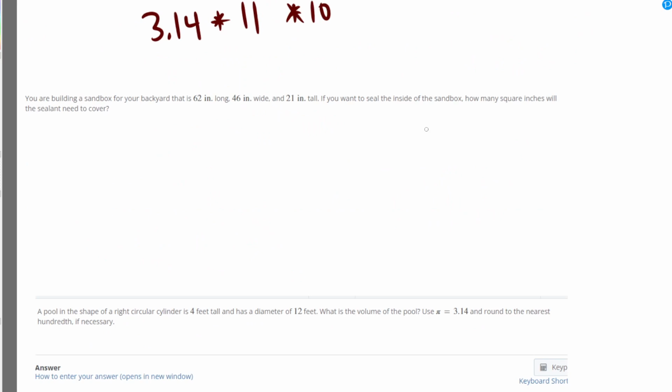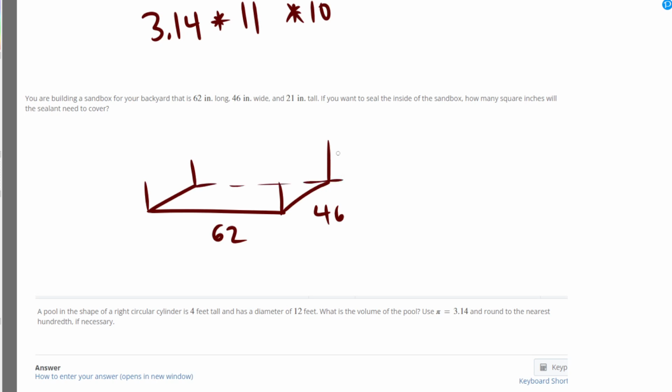This one is saying that you are building a sandbox for your backyard that is 62 inches long, 46 inches wide, and 21 inches tall. Ignore the drawing, it's not very good. If we want to seal the inside of the sandbox, how many square inches will the sealant need to cover?